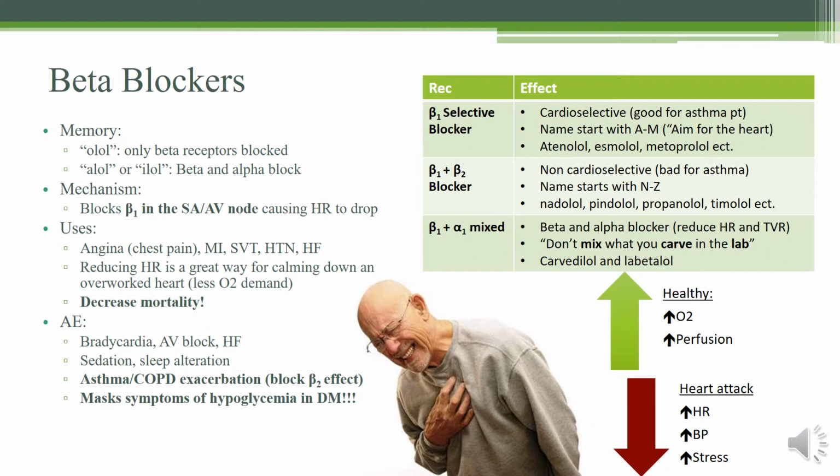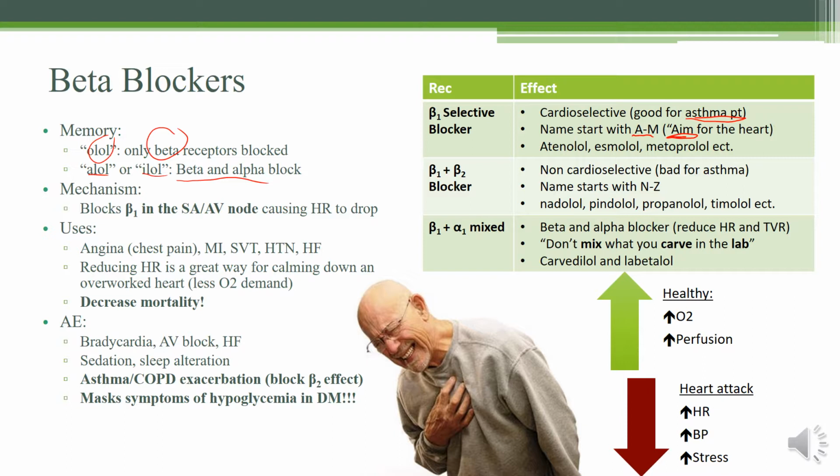Now let's talk about beta blockers. They all end in -lol. If they have an -olol though, that means they're only blocking beta 1. If they have an -alol or an -ilol, that means they could have an effect on beta 1, beta 2, or alpha. So something you do need to know with the naming system is that if they start with A through M, that means that they're aiming for the heart. That means they're cardioselective and they're safe for asthma patients because they won't affect beta 2, and blocking beta 2 causes constriction of your pulmonary pathway.